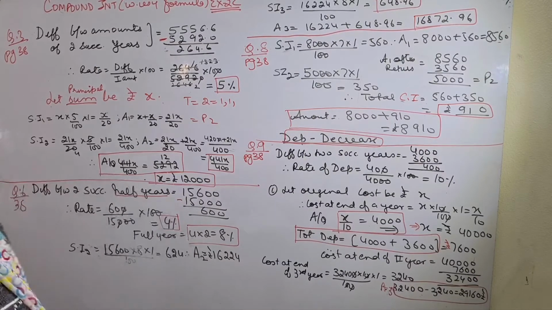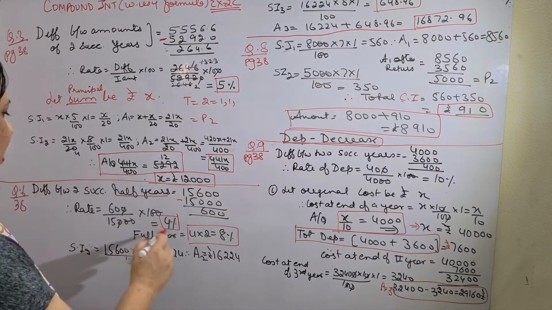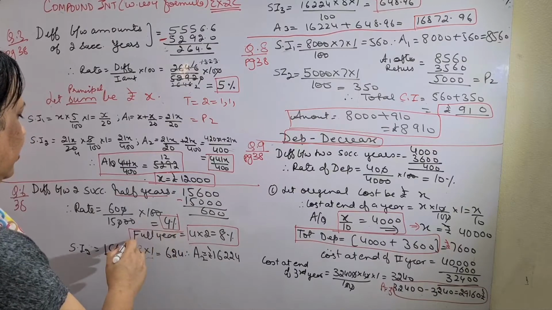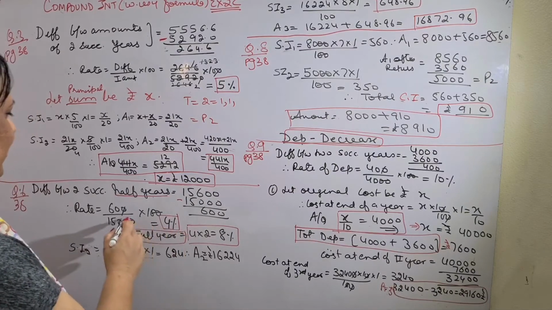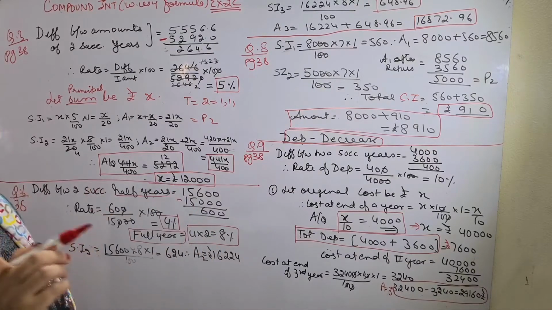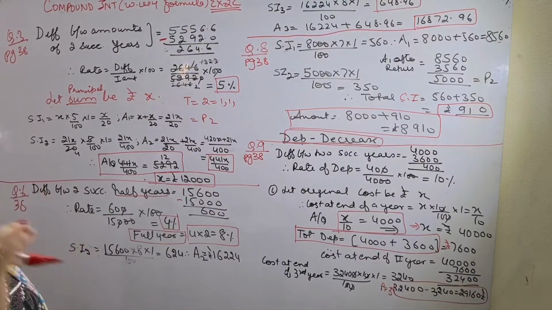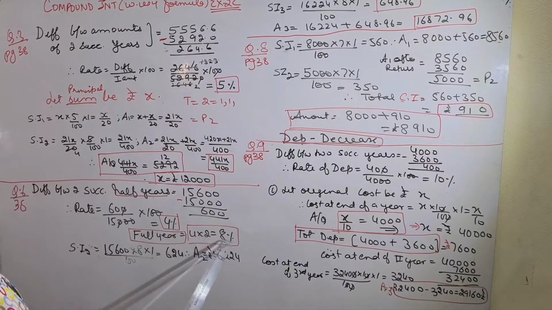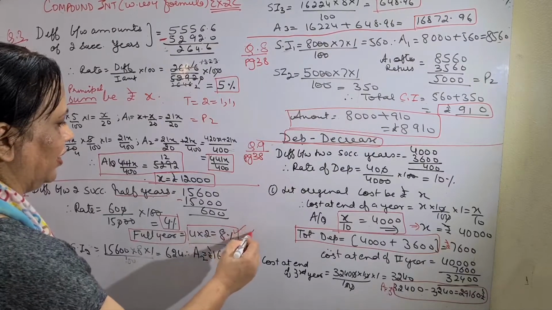But children, one thing new I would love to discuss here, that it was given for half years and you have to find for full year. Don't forget to multiply the rate which you have got for the half years into 2, because you always have to find for full year. And 1 year has 2 half years, so you will multiply by 2, and 4 becomes 8%. This step is very, very important.